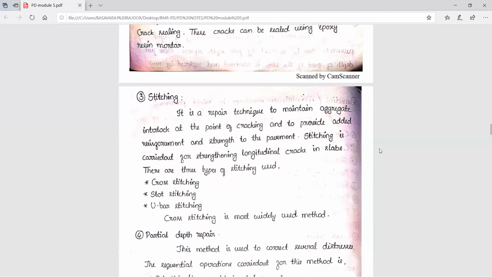The first one is cross stitching. In cross stitching, holes are drilled at an angle so that they intersect the longitudinal cracks or joints at about mid-depth of the slab. Generally, dust is removed by compressed air and epoxy is injected into the holes. Tie bars are inserted and excess epoxy is removed.